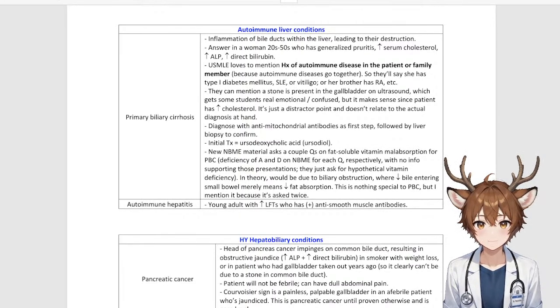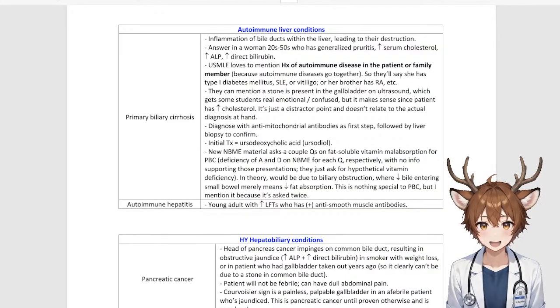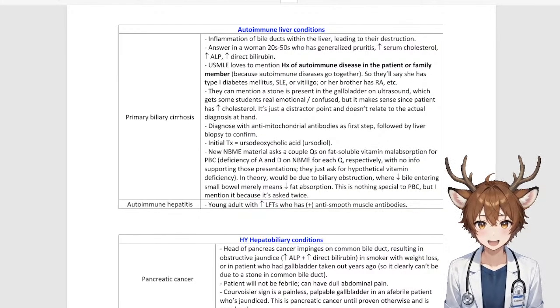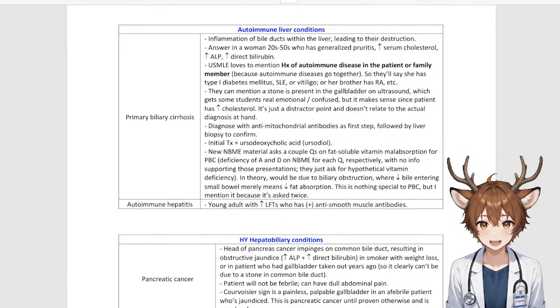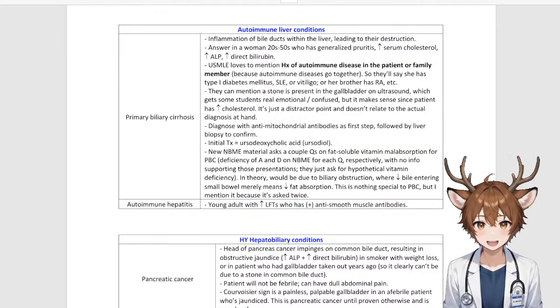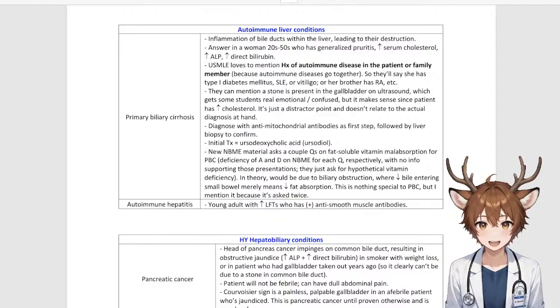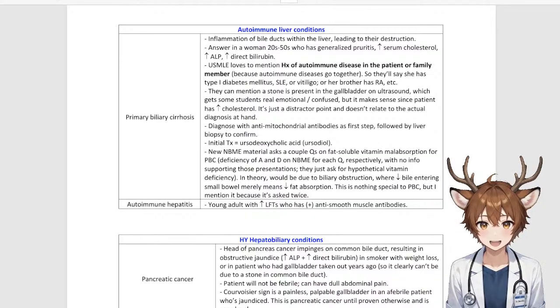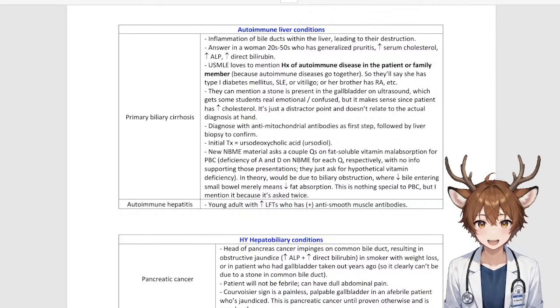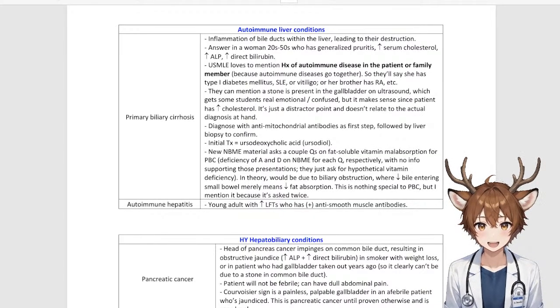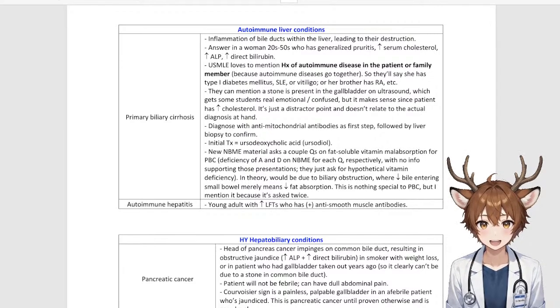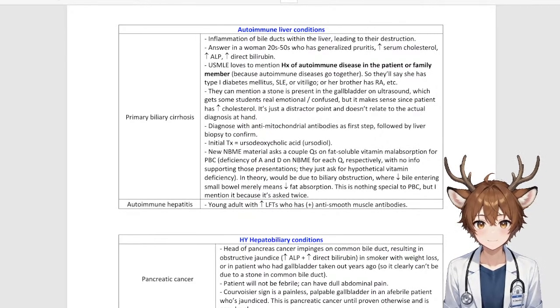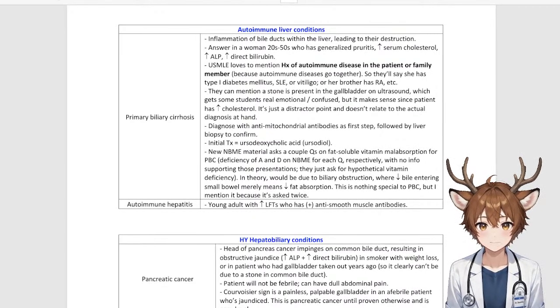Diagnosis of the antimitochondrial antibodies as first step, followed by liver biopsy to confirm. Initial treatment would be ursodeoxycholic acid, or ursodiol. New NBME materials ask a couple of questions on fat-soluble vitamin malabsorption for PBC, deficiency of the A and D on NBME for each question respectively, with no info supporting these presentations. They just ask for hypothetical vitamin deficiency.